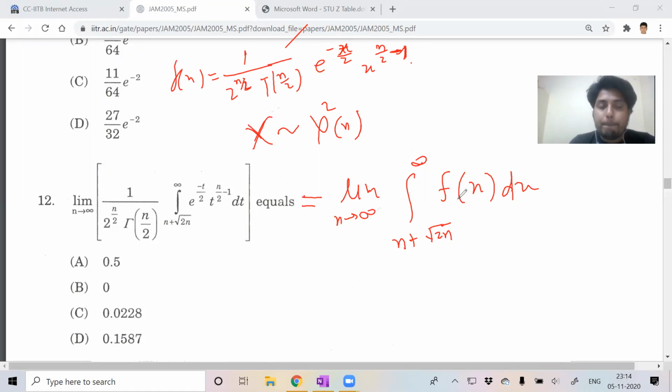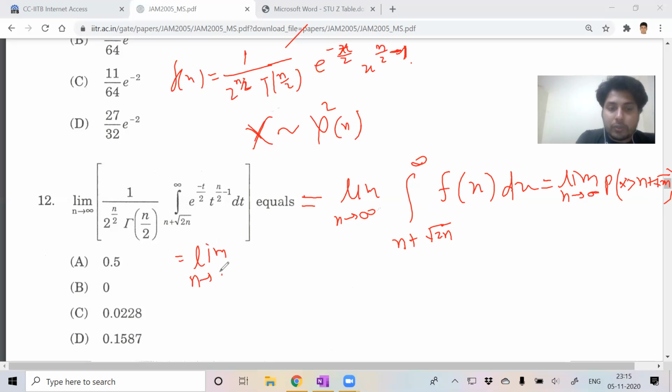So what we can do, if we extend it, it is like limit n tends to infinity of probability x more than n plus root 2n. So let's write here, limit n tends to infinity, it is probability x more than n plus root under 2n.